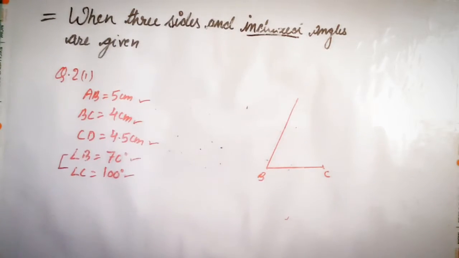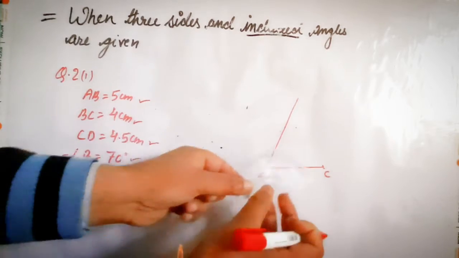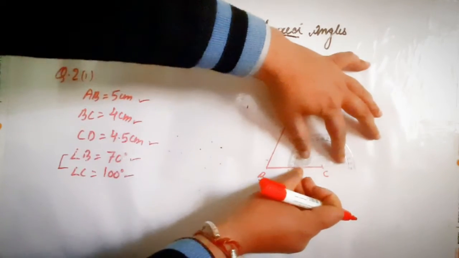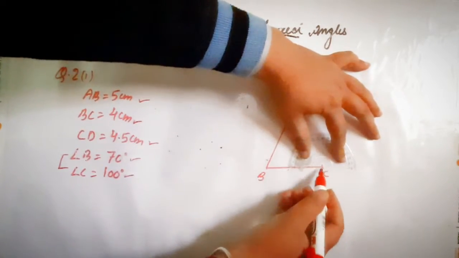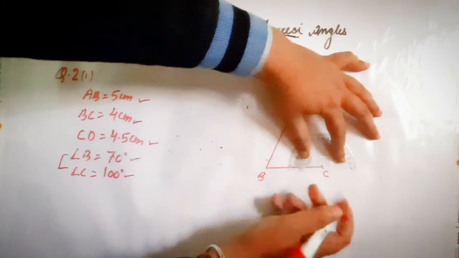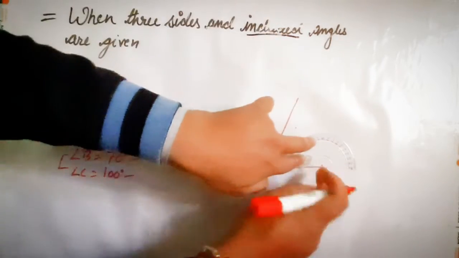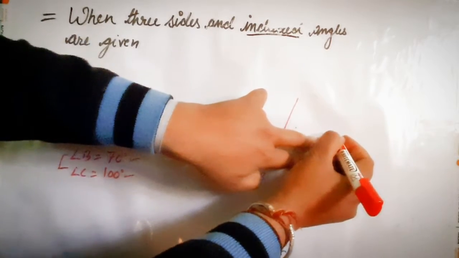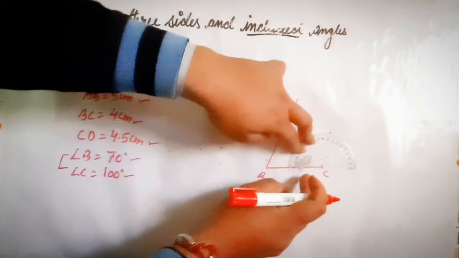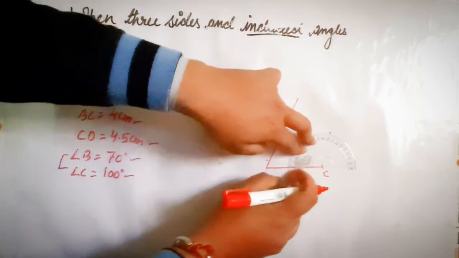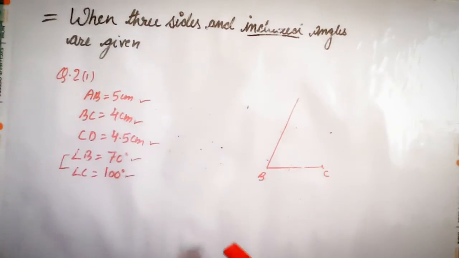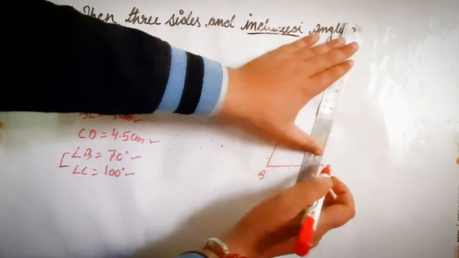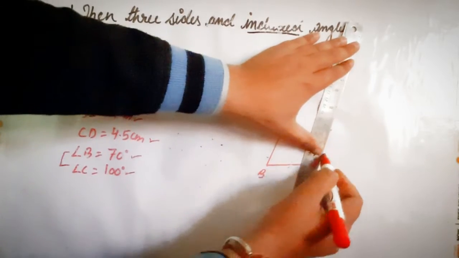Next angle is 100 degrees. So now place the center on C and now your baseline is towards the left side. So see, where is your 100? This one is your 100 degrees. Then join it with C and this is your angle of 100 degrees.